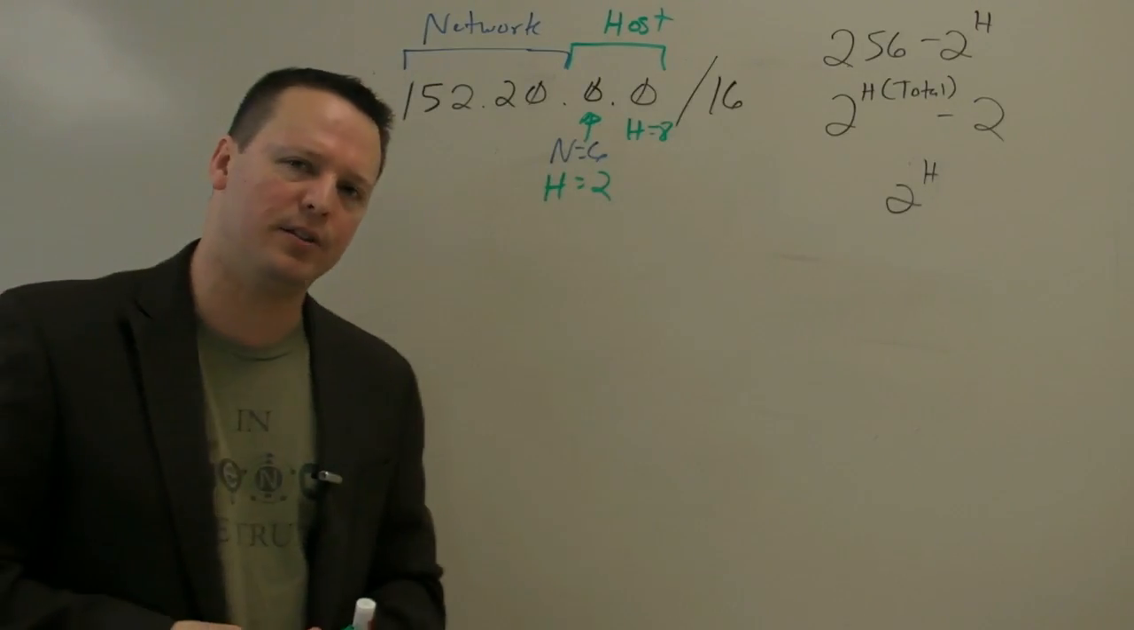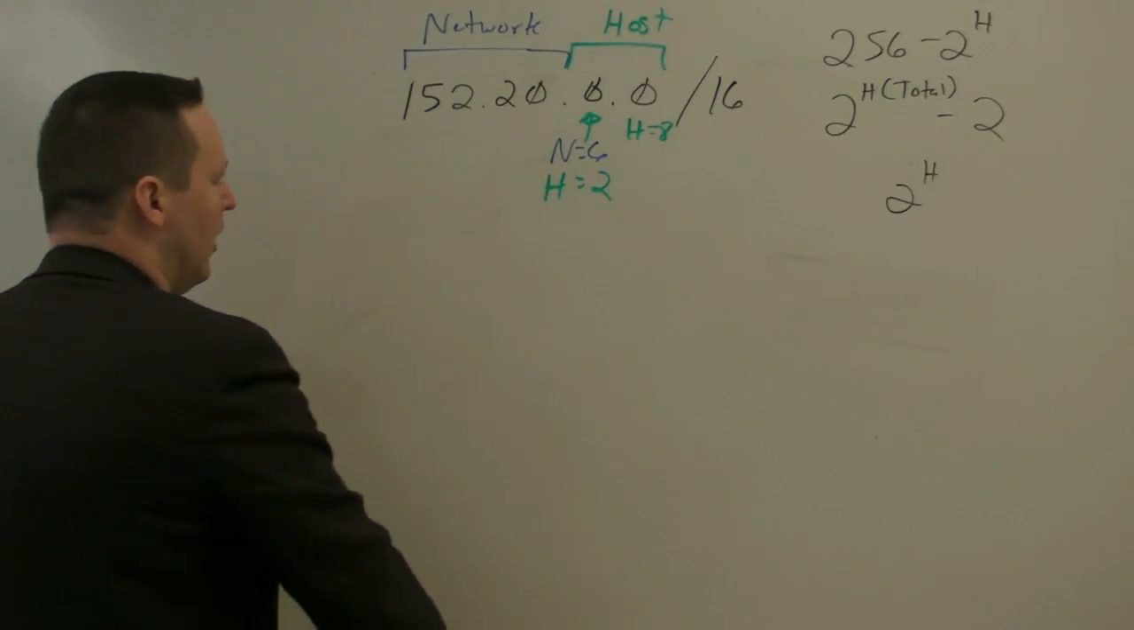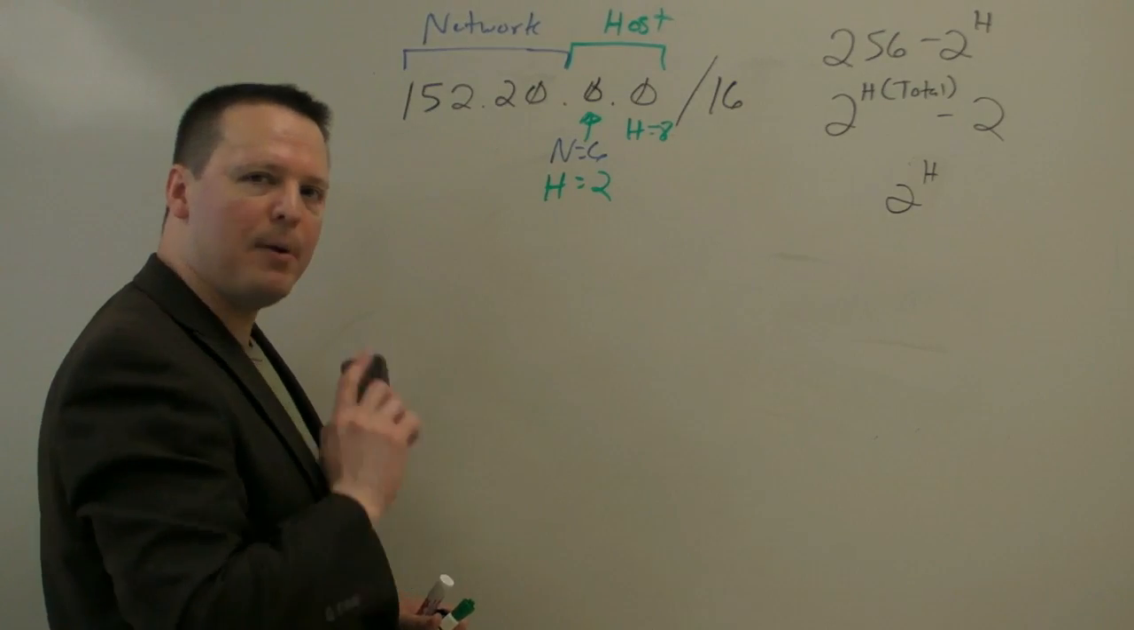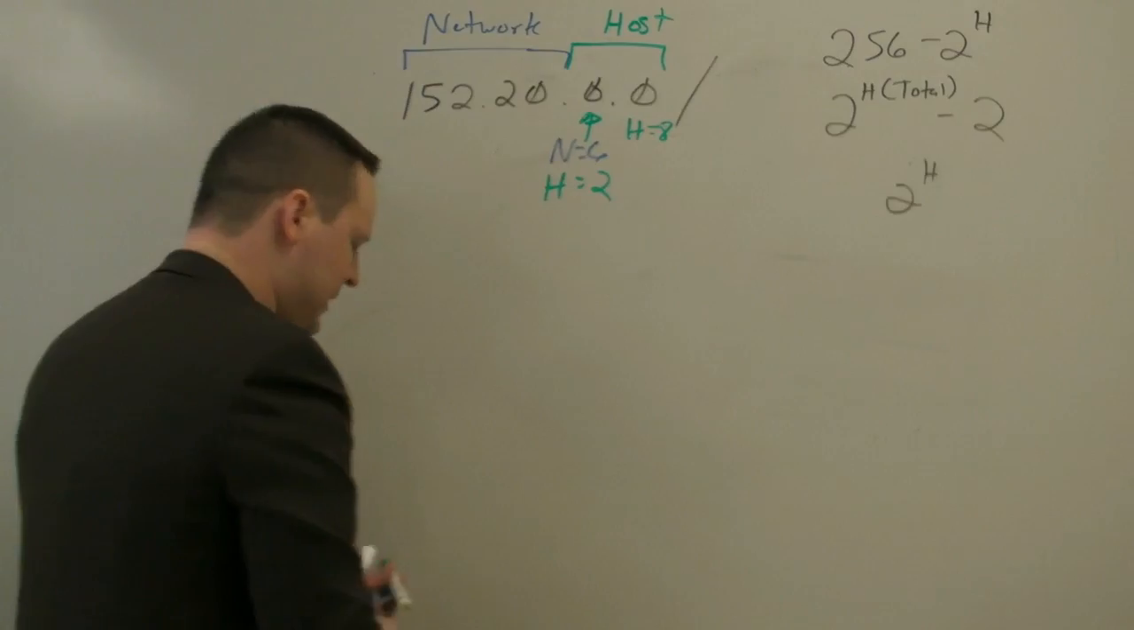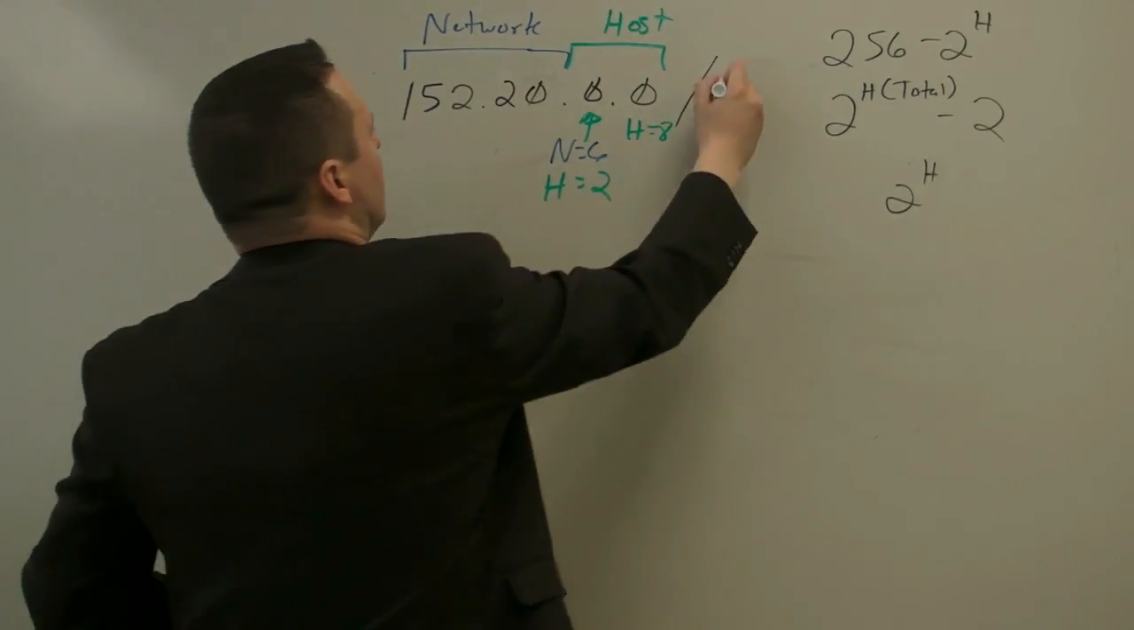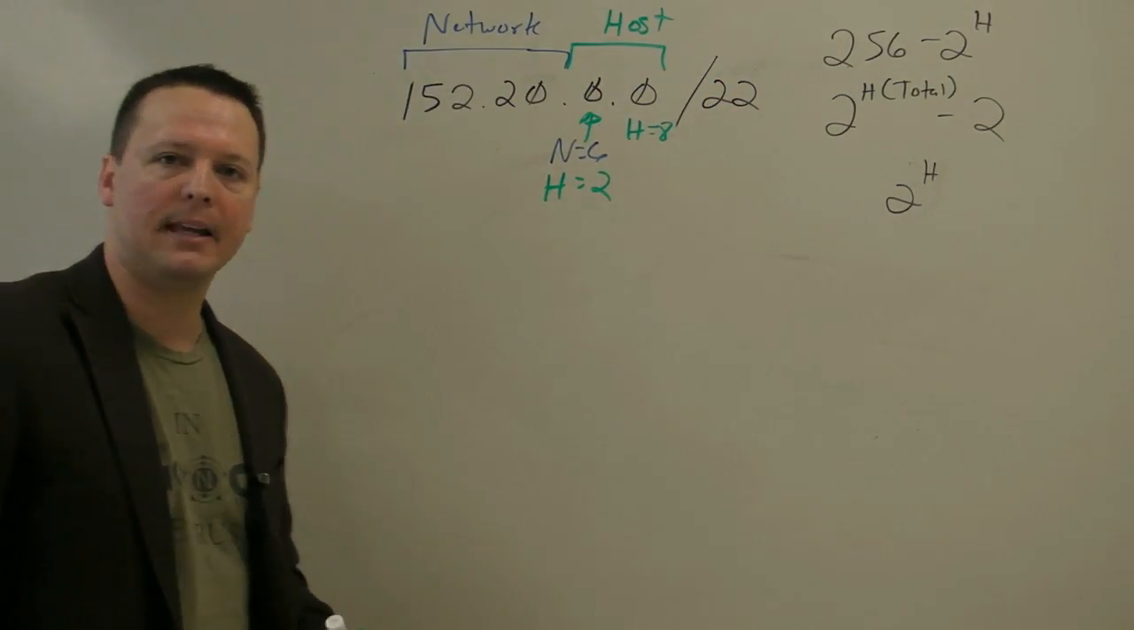What's my new CIDR notation going to be, or prefix? Well, I started with 16. How many more network bits did I borrow? 6 more. 16 plus 6 is 22.